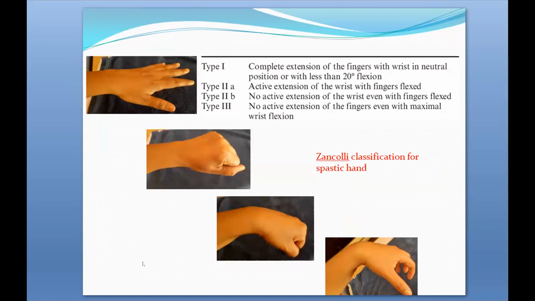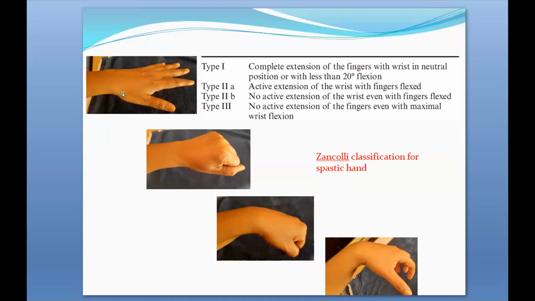So for the management of the hand, there is a beautiful classification by Zancolli. Everybody knows about this. It is a very popular classification, widely accepted by all groups of surgeons and therapists. Everybody accepts Zancolli's classification of the spastic hand. So what are these? These four pictures depict Zancolli's classification type 1.